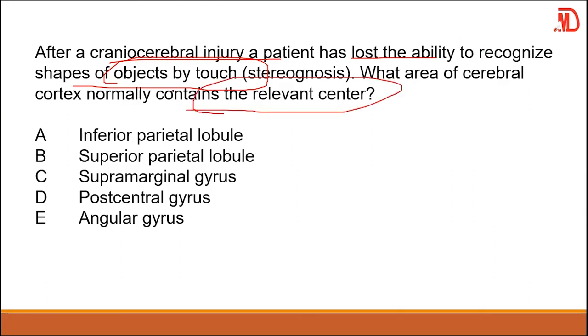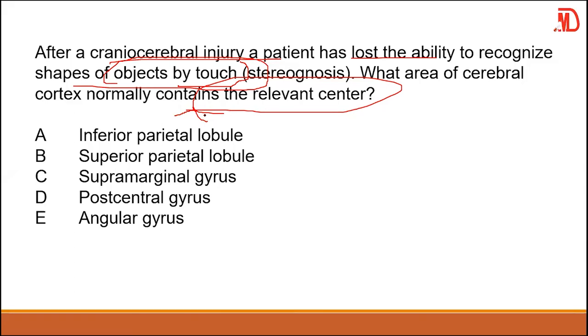So this is touch. Just like when somebody is touching somebody. All of you know what I'm talking about, but I won't mention it. Shame on you. So when somebody is touching somebody, that part is what we are referring to right now. And we're referring to the superior parietal lobule. The superior parietal lobule.